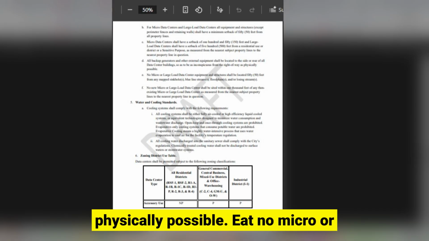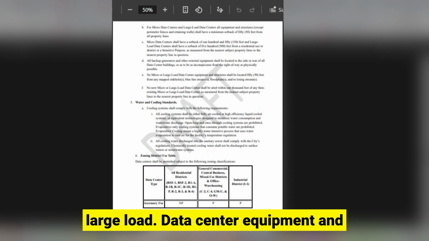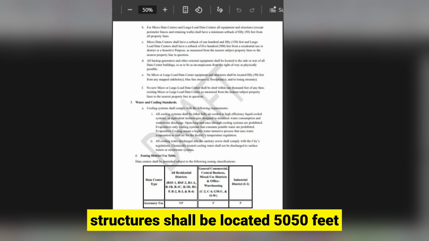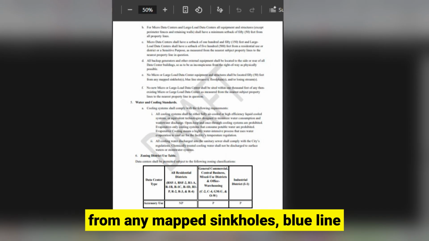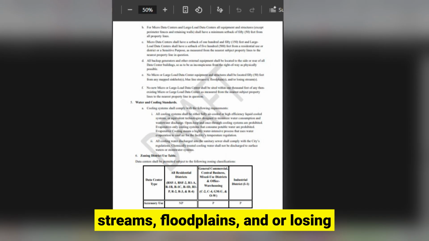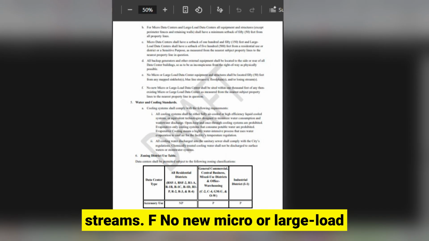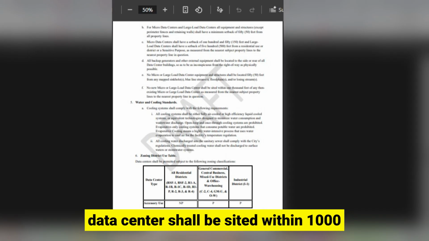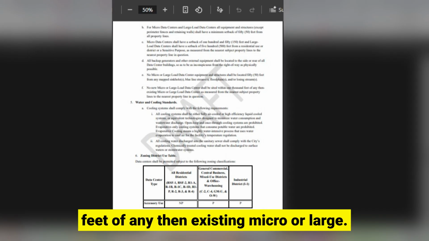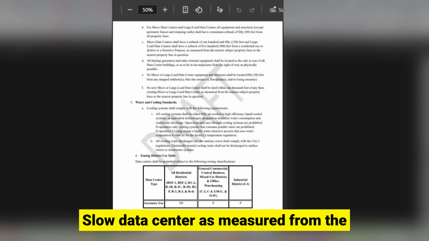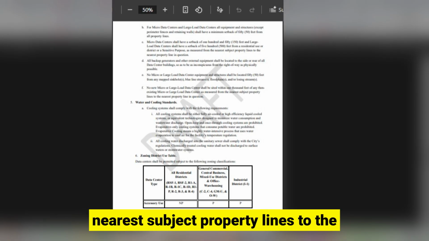E. No micro or large load data center equipment and structures shall be located 50 feet from any mapped sinkholes, blue line streams, floodplains, and/or losing streams. F. No new micro or large load data center shall be sited within 1,000 feet of any then existing micro or large load data center, as measured from the nearest subject property lines to the nearest property line in question.